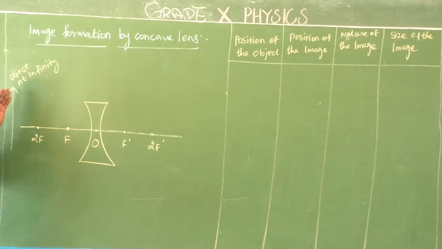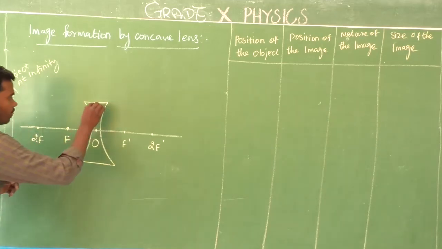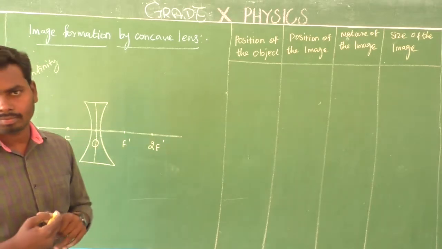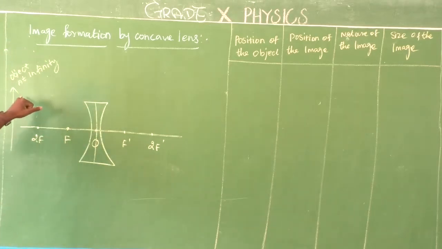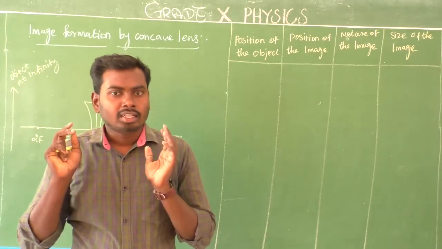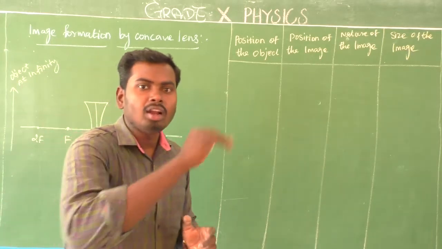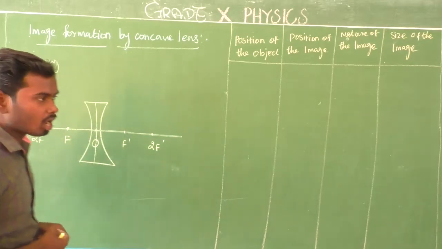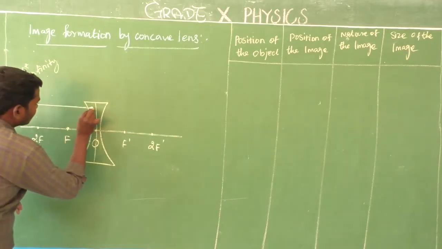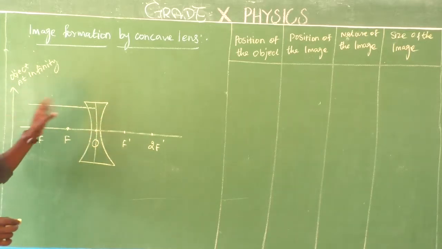Look at here. From the object, so many light rays are coming. I am going to consider just 2 rays. Am I right? Yes. So when the object is placed at infinity, the light rays coming from it will be parallel to the principal axis. Whenever light rays come from an object placed at infinity, they will be parallel to the principal axis. Already we know that concept very well. So the light rays coming from an object placed at infinity are parallel to the principal axis.